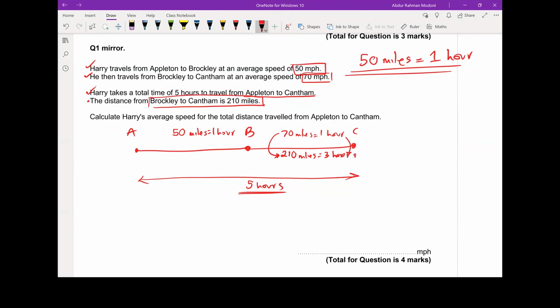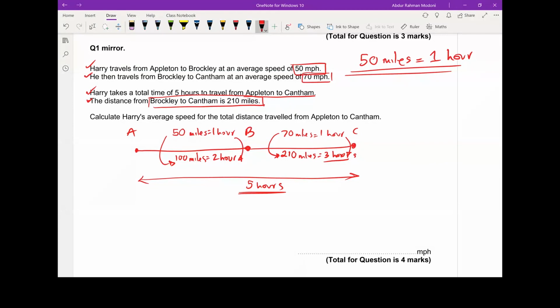Now, as I know this is 3 hours, and I know the total is 5 hours, I now know what this part of the journey took from Appleton to Brockley. It must be 2 hours, because that took 3 hours and the total is 5. I'll write down 2 hours in the appropriate section and then use multiplicative reasoning to figure out what distance that is. So times by 2 here, times by 2, so I get 100 miles. So my diagram is starting to take shape now, with information being written in as I work things out using multiplicative reasoning.